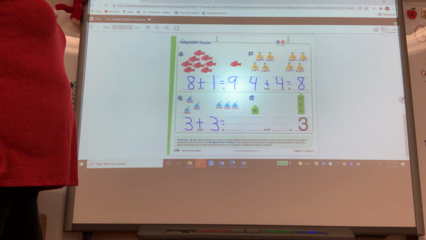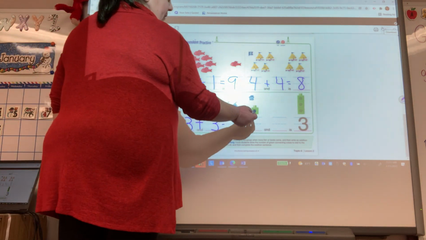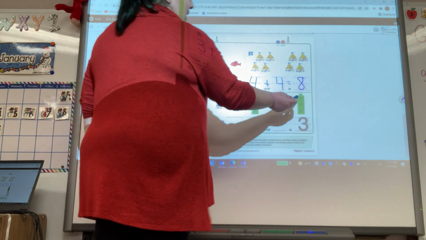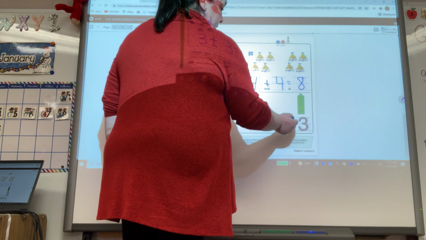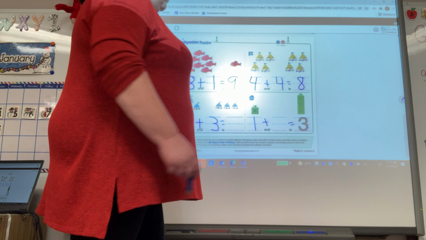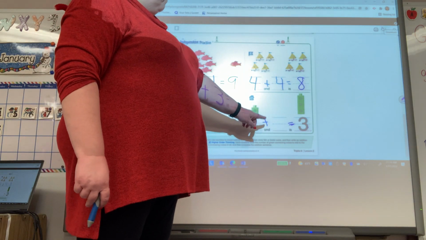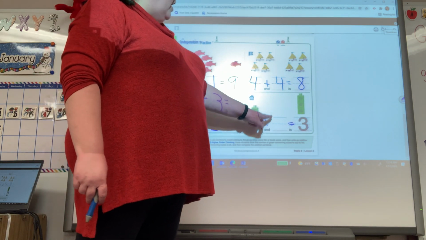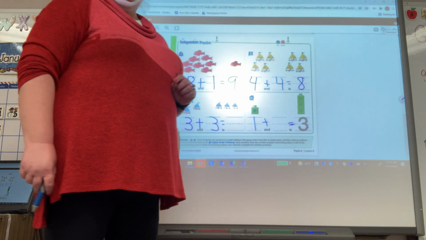Now number 10 is inside of the house. How many cubes do we have right here? 1. And then how many cubes do we have right here? 1, 2, 3. And they wrote it for us. We are missing however many cubes there are right here. So what they want us to do is find out what plus 1 equals 3. So how many cubes should I draw here so that when I add it to 1, I get to 3?